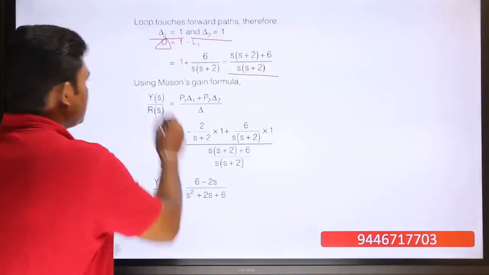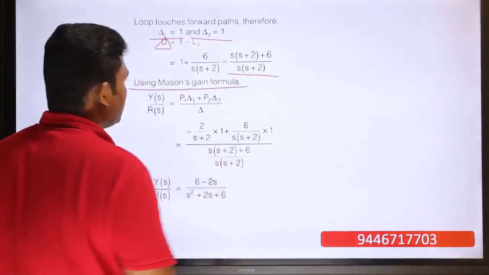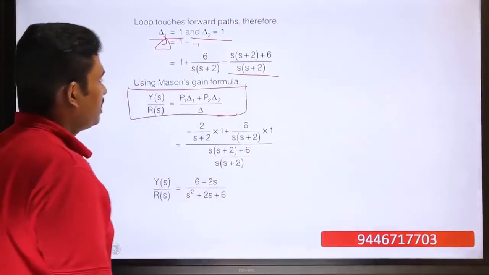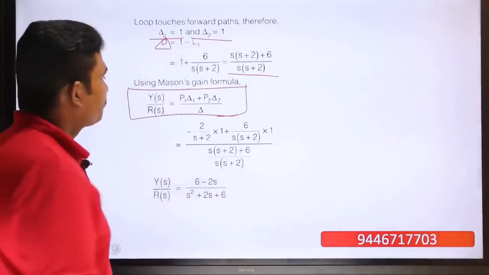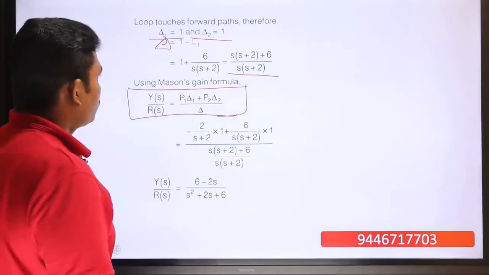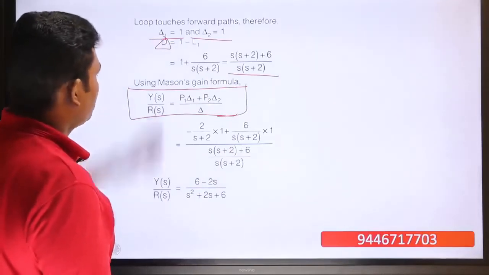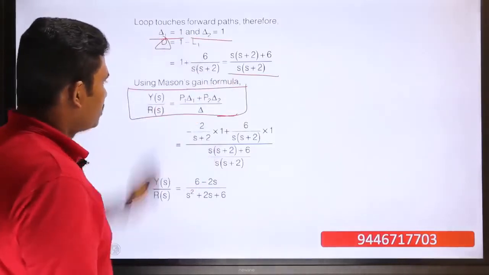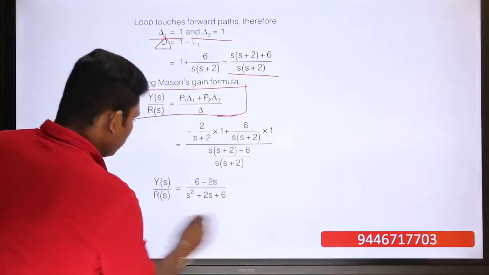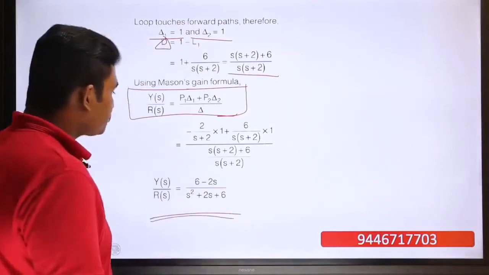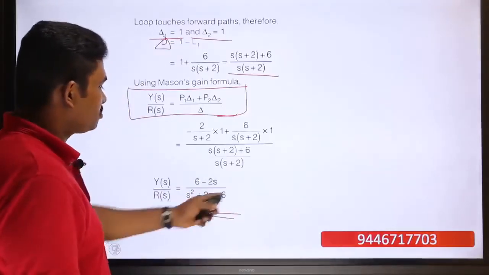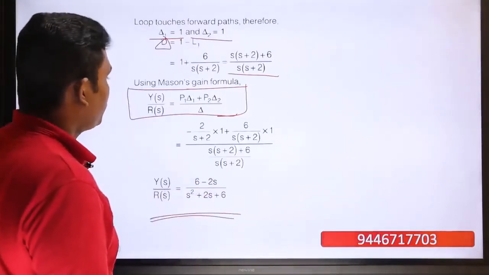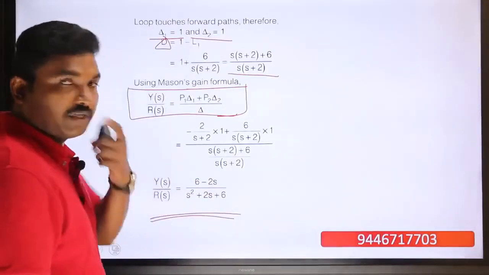Now we can use Mason's gain formula. Substituting into Mason's gain formula, Y(S)/R(S) equals (P1 delta 1 plus P2 delta 2) divided by delta. P1, delta 1, P2, delta 2, and delta are all obtained. Substituting all values, you will get Y(S)/R(S) as (6 minus 2S)/(S squared plus 2S plus 6). Now we have obtained the transfer function of the given block diagram.